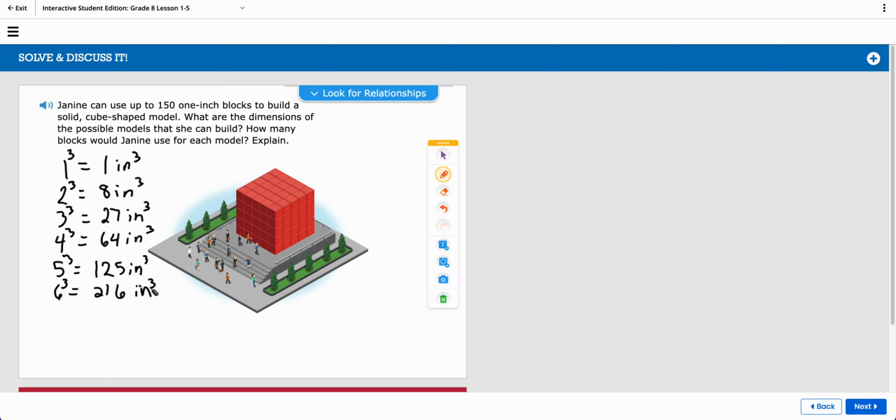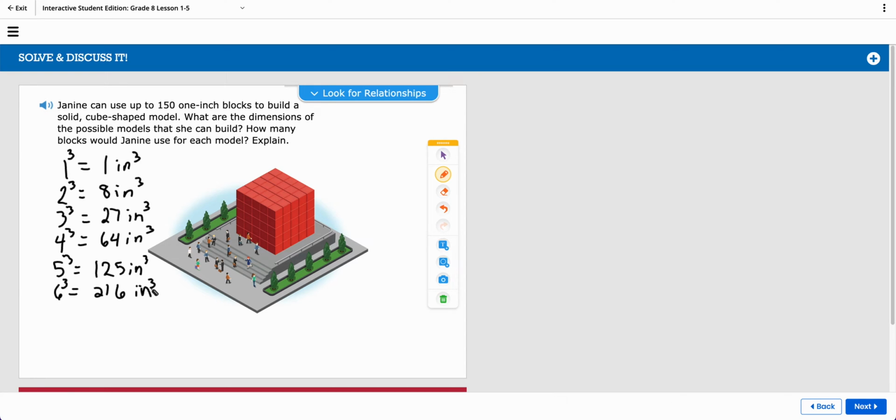So the picture here actually shows what she could build. It would be 5 by 5 by 5, so it would be 5 layers of 25 blocks. If you look at the top one, it's 5 by 5, which is 25 blocks to make that layer. And then she's got 5 layers, which is 5 times 25, 125.